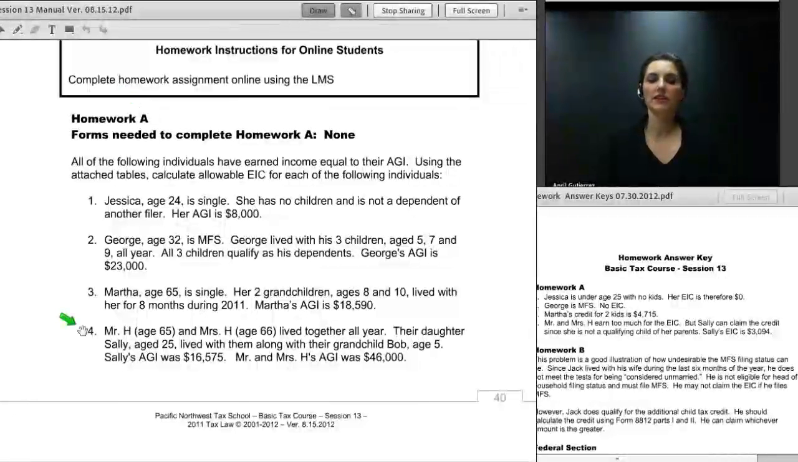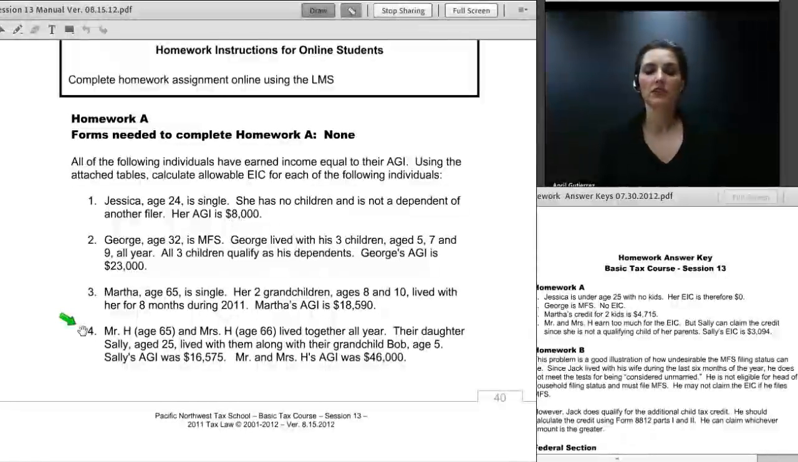And finally, question number 4. Mr. H is age 65 and Mrs. H, who is age 66, lived together all year. Their daughter, Sally, age 25, lived with them along with their grandchild, Bob, who is age 5. Sally's AGI was $16,575 and Mr. and Mrs. H's AGI was $46,000.